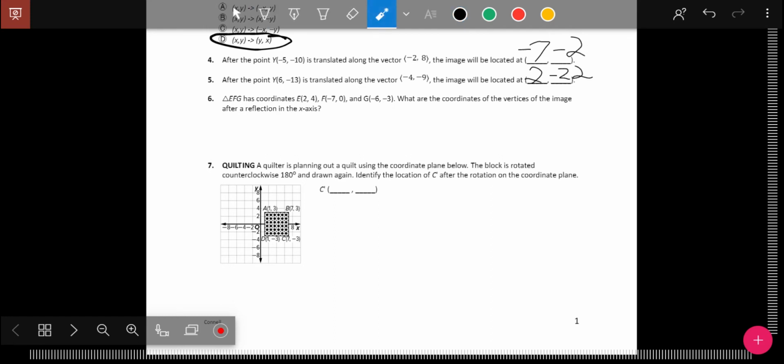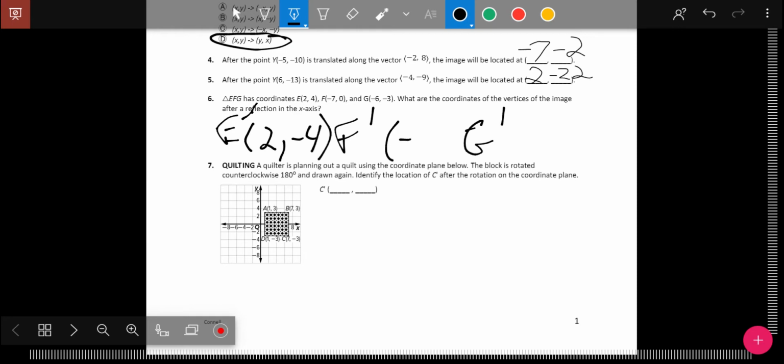The next problem, number 6: triangle EFG has coordinates E (2, 4), F (-7, 0), and G (-6, -3). What are the coordinates of the images of reflection across the x-axis? I need all 3: E image, F image, G image. Across the x-axis, x stays the same, y changes. So (2, -4), (-7, the opposite of 0 is still 0), and (-6, -3 becomes +3).